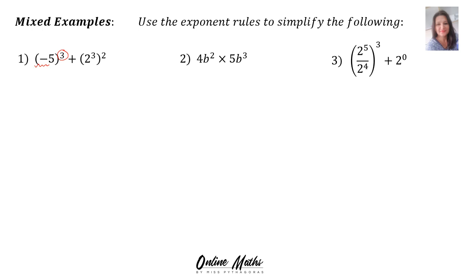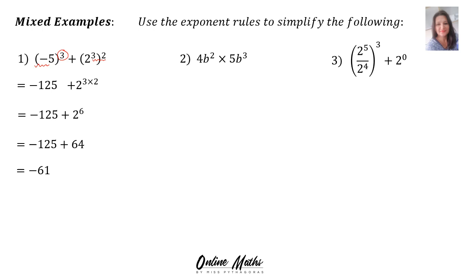And then 5 cubed is not 5 times 3 is 15. No, it's 5 times 5 times 5. So that expression becomes negative 125. And then on the second one, this bracket means multiplication. So that becomes 2 to the 3 times 2, which is 2 to the 6. And then with your calculator, 2 to the 6 is 64. And then minus 125 plus 64 is minus 61.